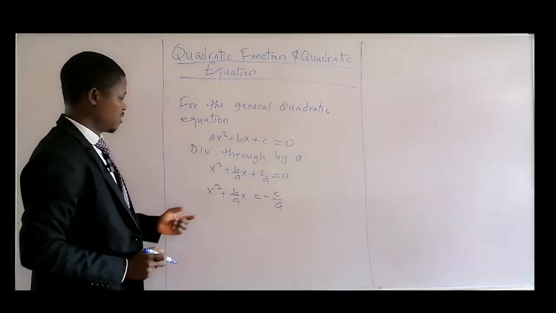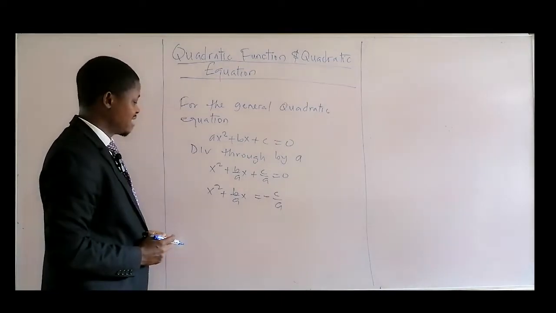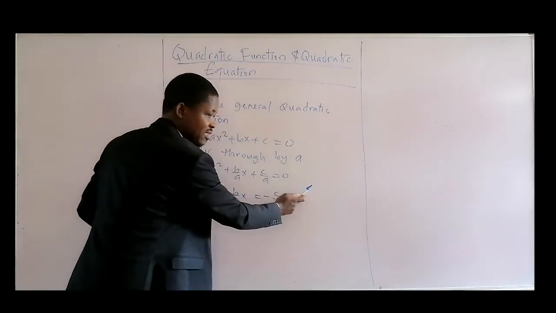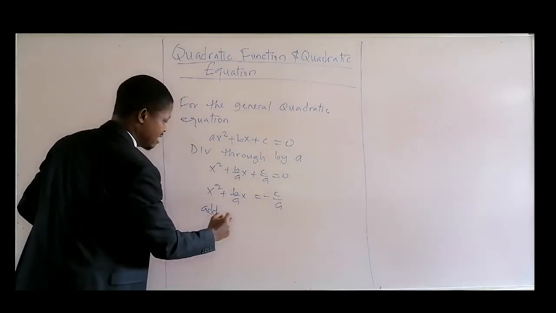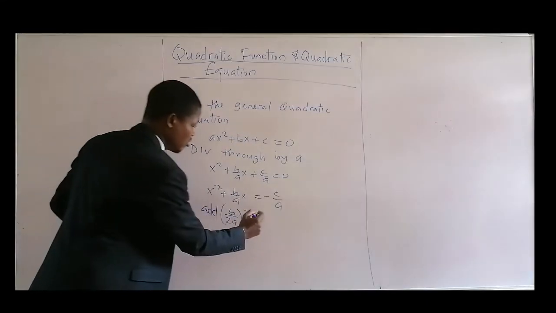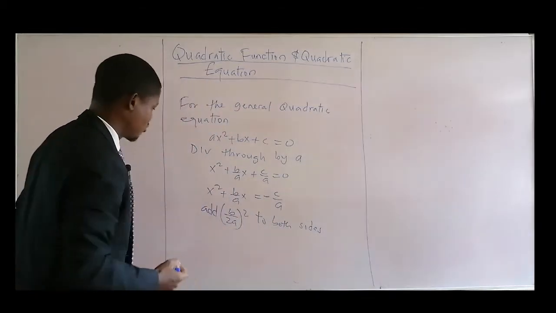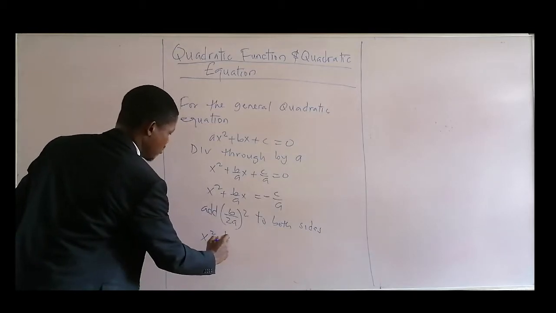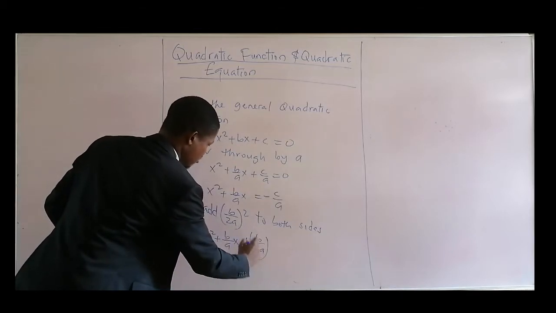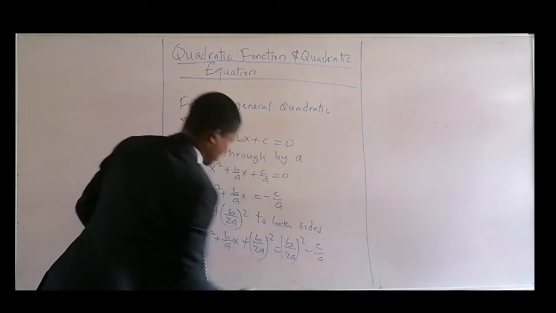So the next thing we want to do now, we want to express the left hand side as a perfect square. So in that case now we are going to add the square of the half of this to both sides. Add half of this, which will be b over 2a, the square of it, to both sides, and make the left hand side a perfect square. So we are having now x squared plus b over a x plus b over 2a whole square equal to b over 2a squared, that's what we are adding to both sides.